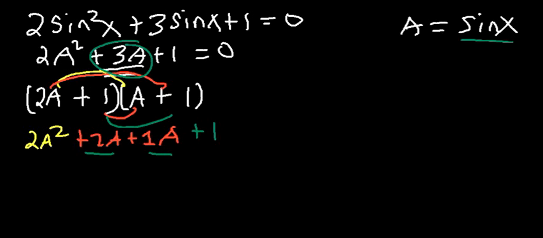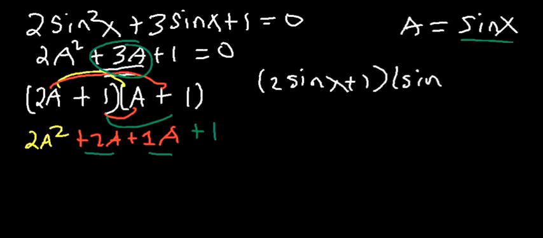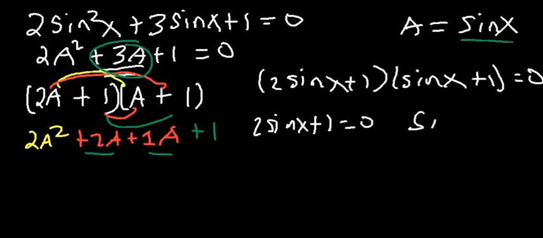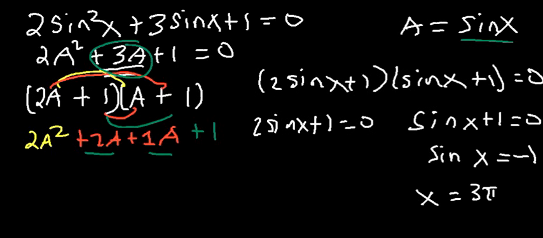Now we're going to replace a with sine x. So what we have is 2 sine x plus 1 times sine x plus 1 is equal to 0. And then we're going to separate each one and set it equal to 0. So on the right, sine x is equal to negative 1. Based on the unit circle, sine of 3 pi over 2 is negative 1. So x is 3 pi over 2, which is the same as 270 degrees.